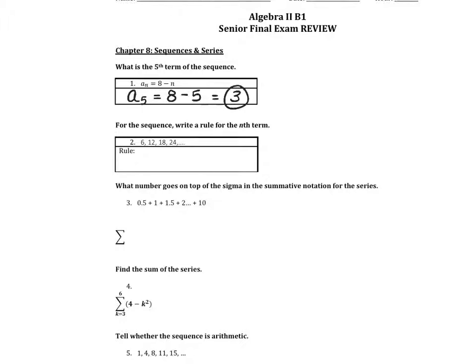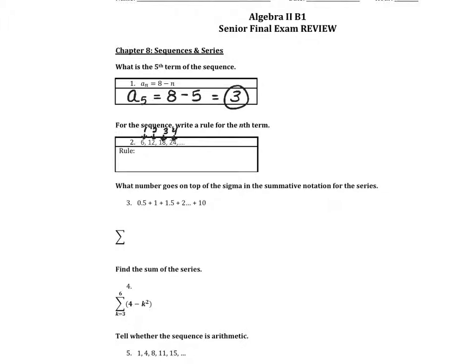Now, number 2 says, for the sequence, write a rule for the nth term. So now you're given the sequence and you have to write a rule. Probably the easiest way to look at this is that 6 represents you plugging in a 1. So when you plugged in a 1, you got out a 6 in this rule. When you plugged in a 2, you got out a 12. When you plugged in a 3, you got out 18. When you plugged in a 4, you got out 24. So what are you doing to those numbers up top to get the numbers below? The pattern is that you're multiplying by 6.